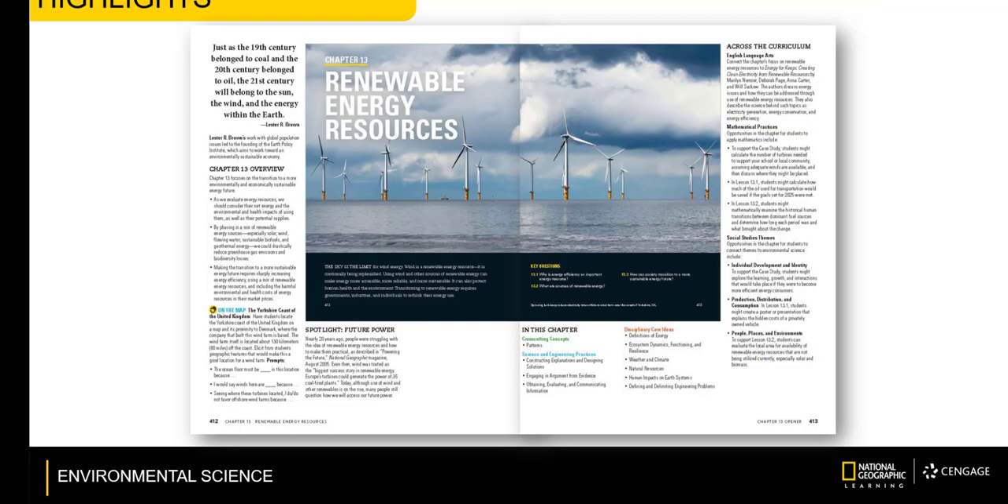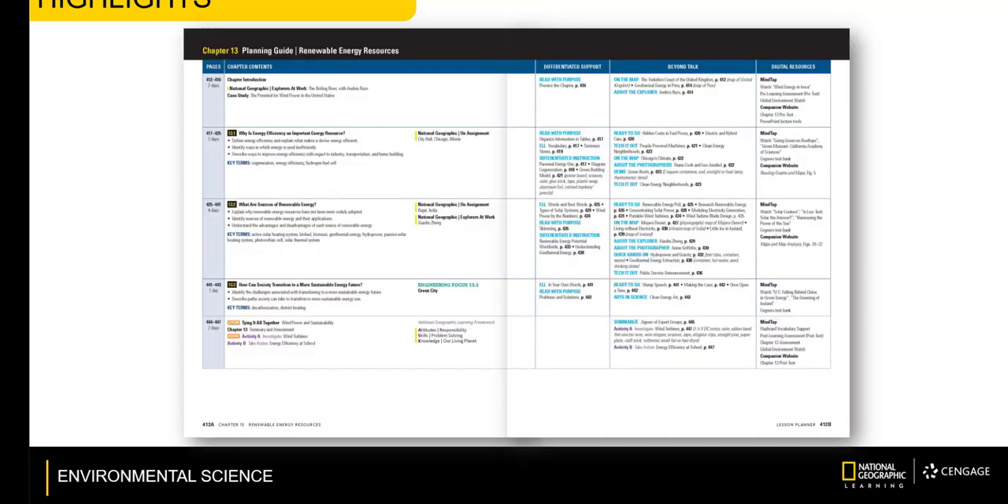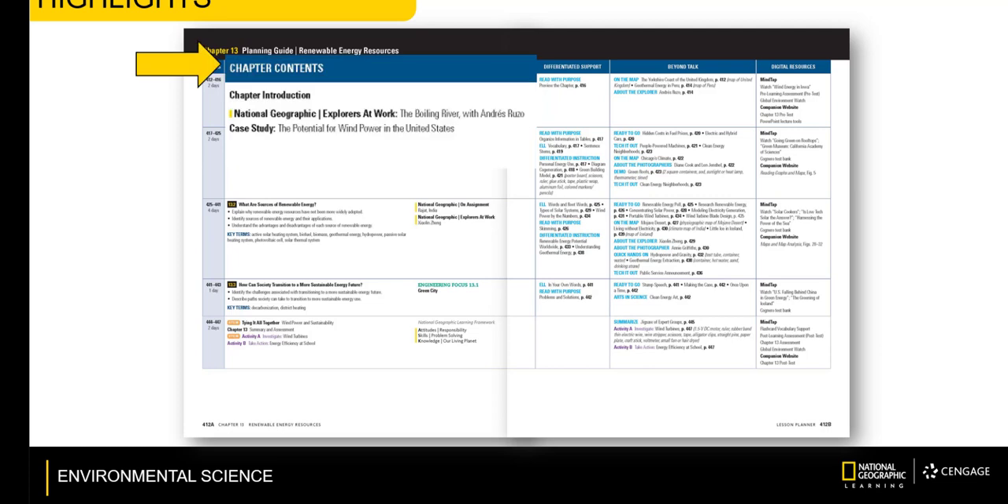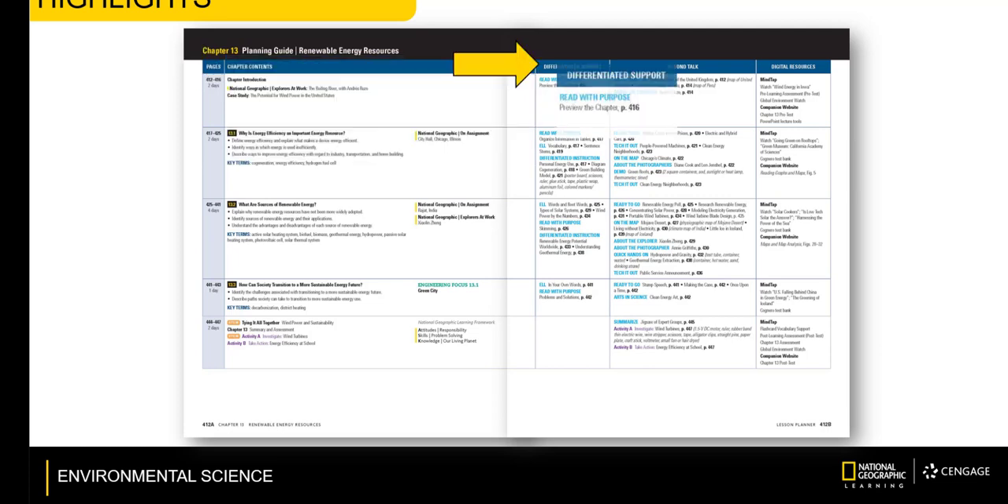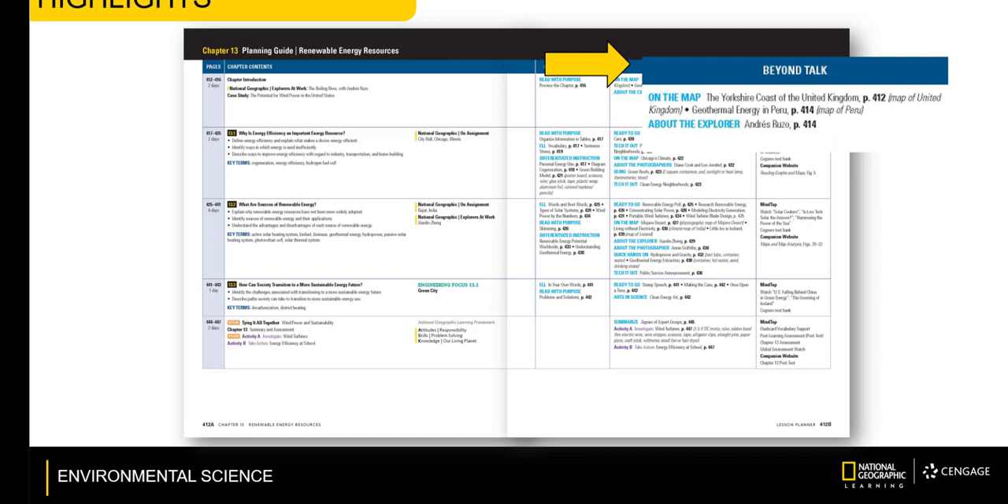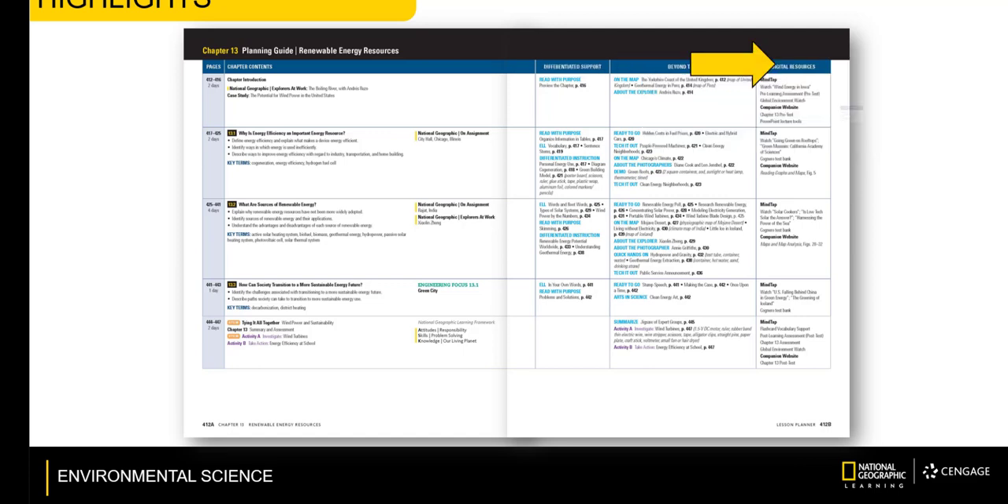As I mentioned earlier, there is a full wraparound teacher's edition that gives you all the tools that you will need for instruction. It comes with a planning guide before every chapter, specifying unit level projects and special features. You'll clearly be able to see the chapter contents, differentiated support, as well as other activities for hands-on instructional support. And finally, the digital resources that are available.